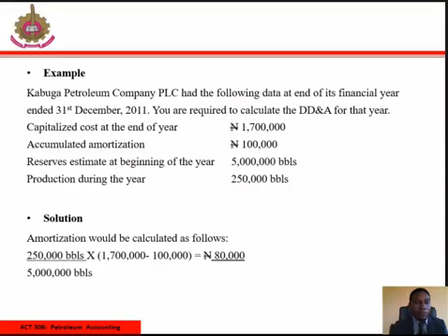Now, what we need to do is to calculate the amortization. We have the production during the year divided by the reserve estimate at the beginning of the year, then we multiply by the capitalized cost at the end of the year minus the accumulated amortization. Then we have our amortization value by unit of production to be 80,000 naira.